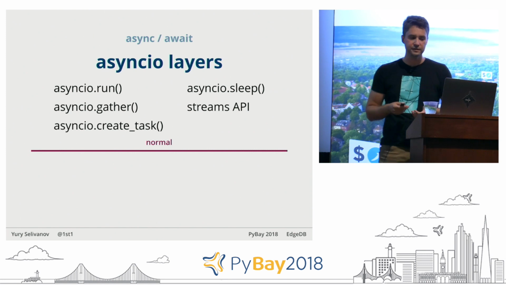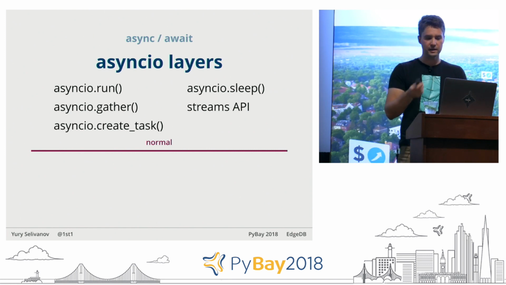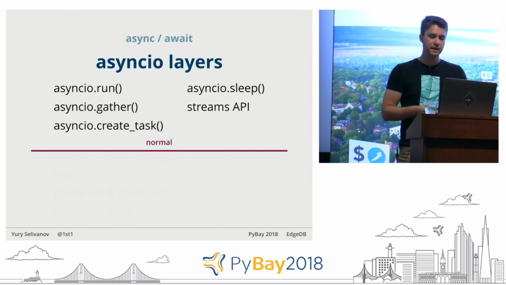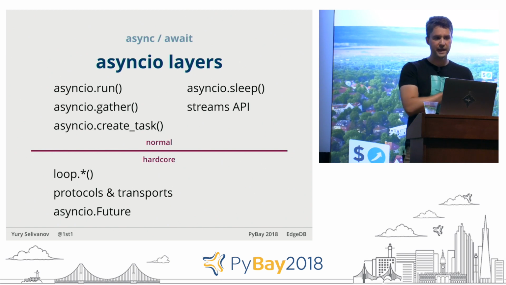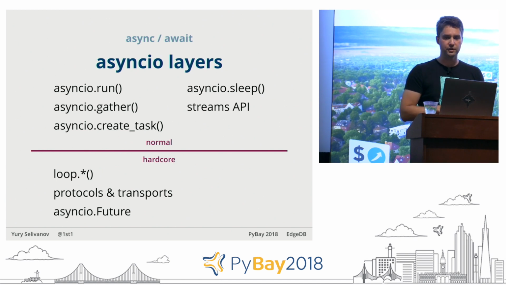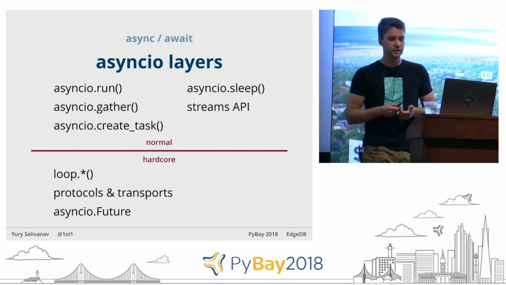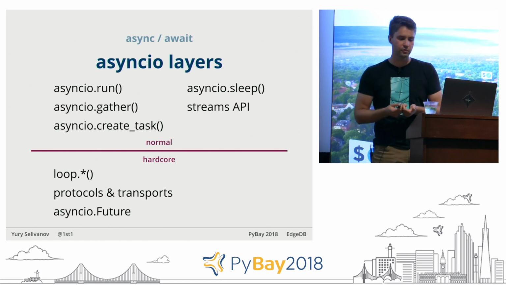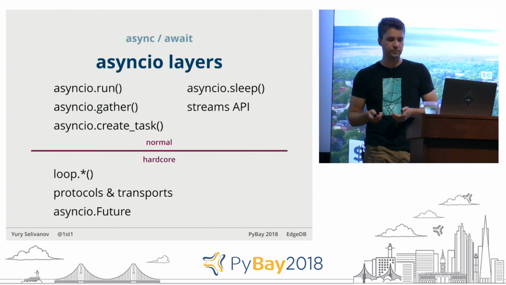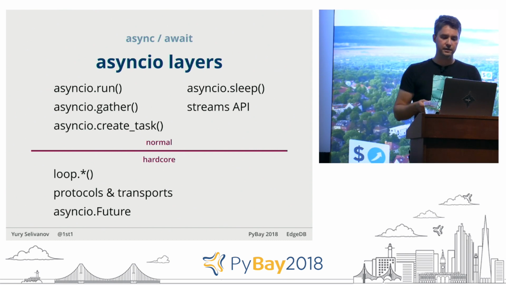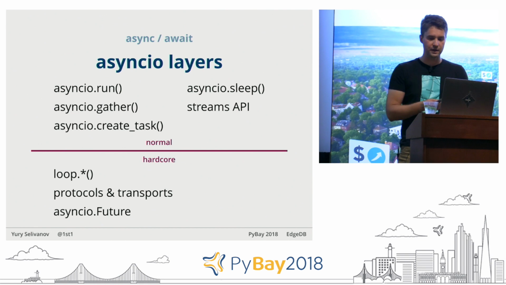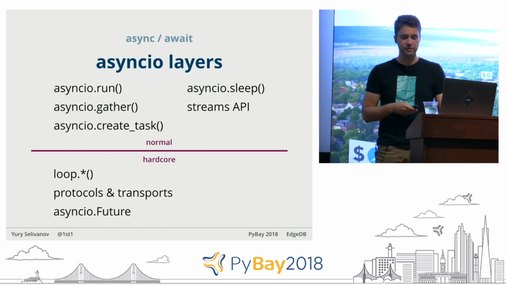So actually, asyncio basically consists of two levels. One is a high-level normal layer with functions like asyncio.gather or create_task or sleep or the streams API. And then there is a hardcore layer, which is basically anything that touches the event loop or protocols or transports or asyncio futures. The rule of thumb is that you don't really need to know or use those low-level APIs ever, unless you're writing a library or a framework for asyncio. For your day-to-day usage of asyncio, you basically just need to know 7, maybe 10 asyncio APIs, and that's it. You can write any asyncio application with that.